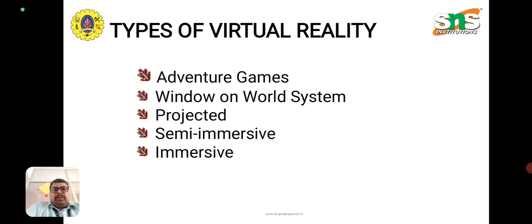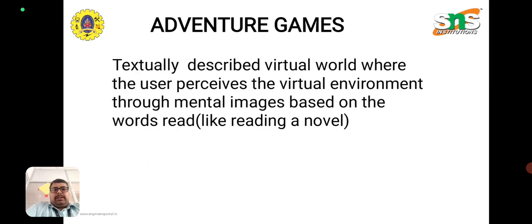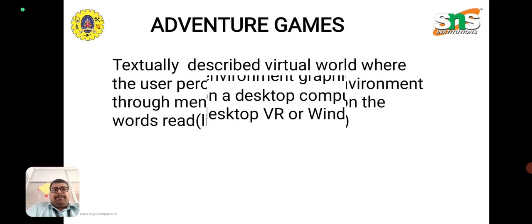The types of virtual reality. The types of virtual reality consist of adventure games, window on world systems, projector, semi-immersive, and immersive systems. Adventure games textually describe a virtual world, where the user translates the virtual environment into mental images based on the words, like reading a novel.